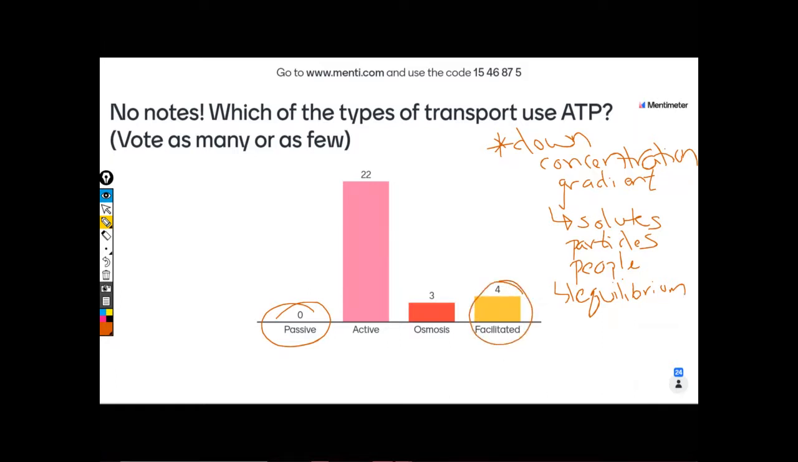Okay, what's the difference between facilitated diffusion and regular diffusion? Protein channels. Which one uses the protein channel? Facilitated diffusion. Why are we using a protein channel? Okay. We're going to get some chunkier guys through. Are we still going down a concentration gradient, or are we going up? Still going down.